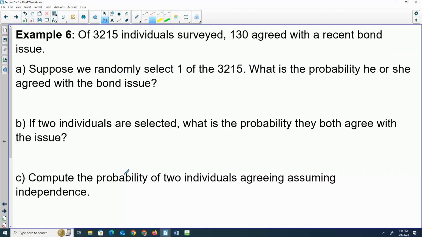Let's try another one. Of 3,215 individuals surveyed, 130 agree with a recent bond issue. Part A, suppose we randomly select one out of the 3,215. What's the probability he or she will agree with the bond issue? What would we do? 0.0404.